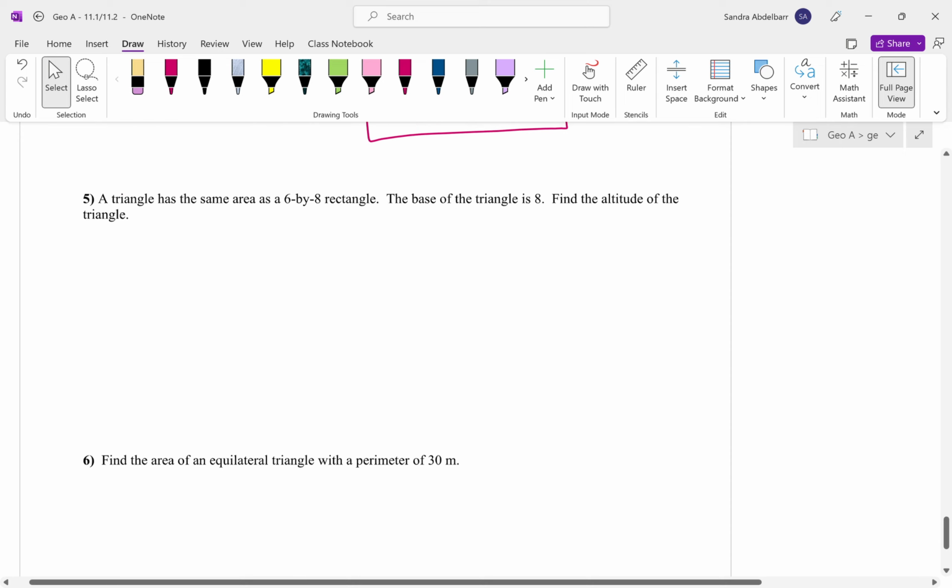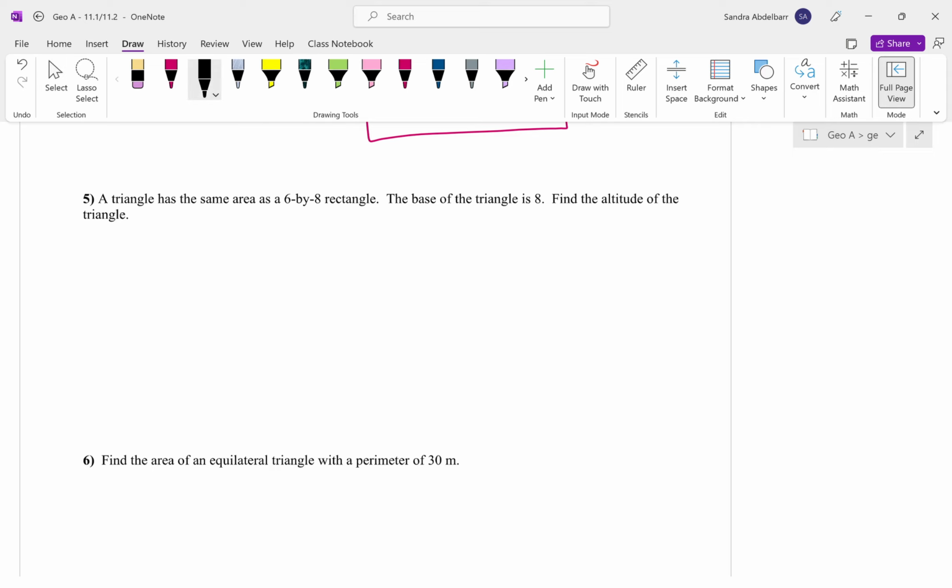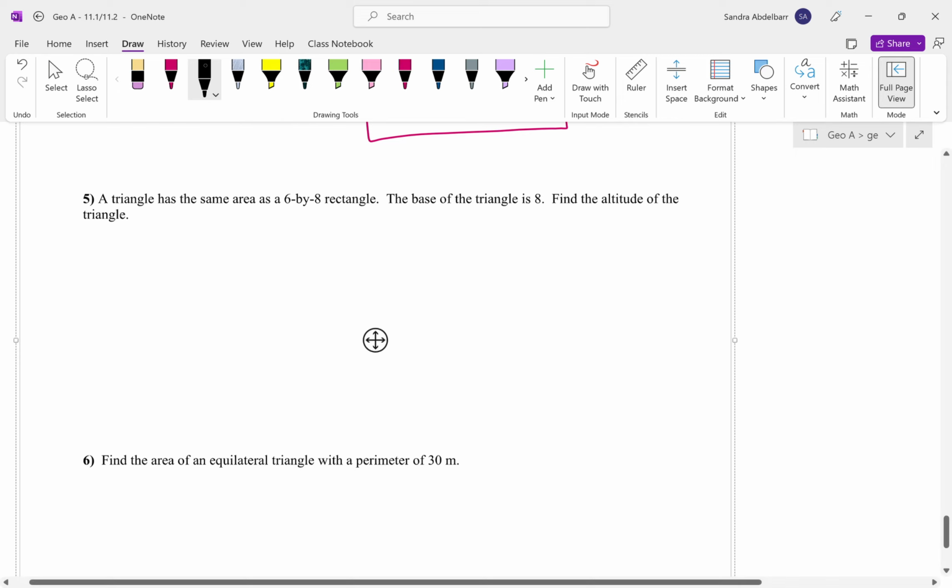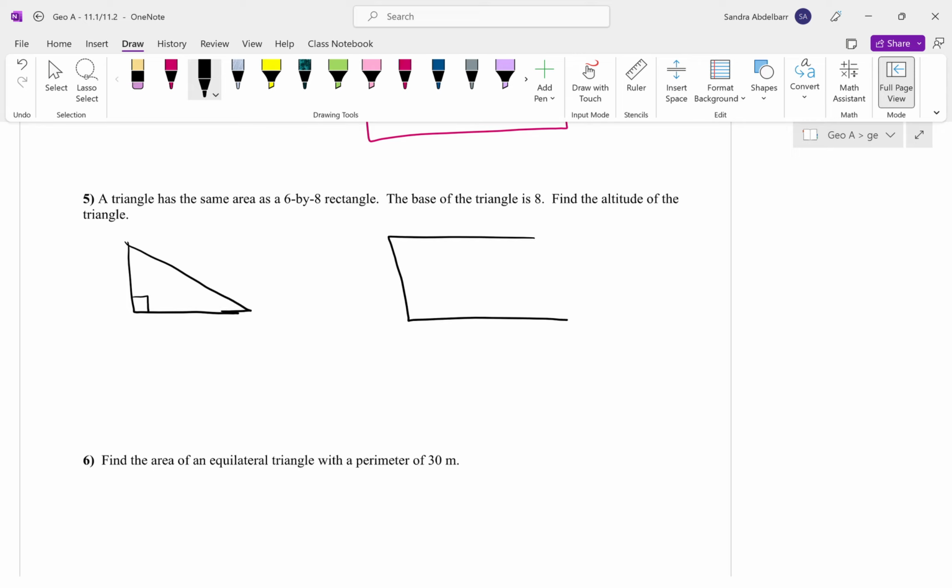All right, 2 more questions and then we are done for today. A triangle has the same area as a 6 by 8 rectangle. Stop. A triangle has the same area as a 6 by 8 rectangle. What should I draw? A rectangle and a triangle. So I'm going to draw a right triangle. And I'm going to draw a rectangle.